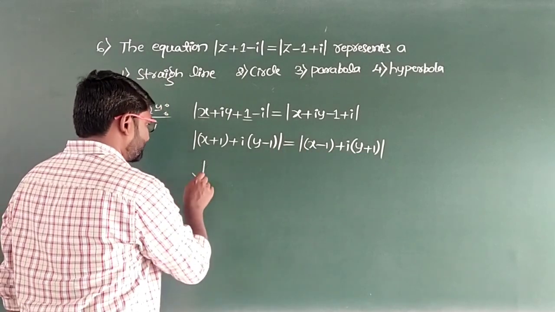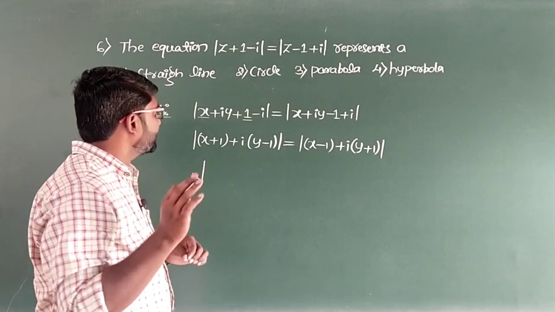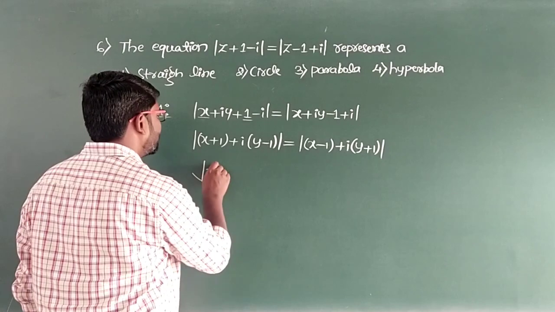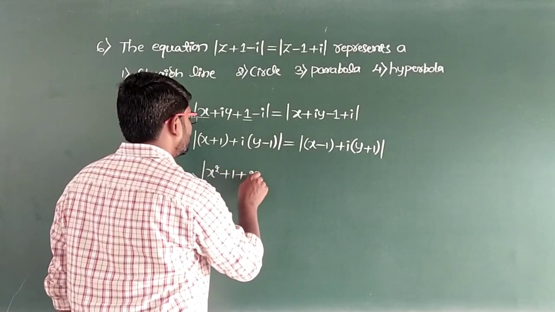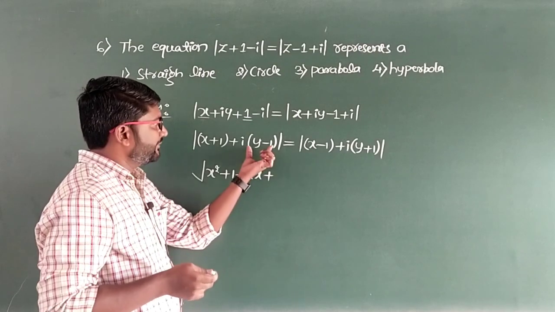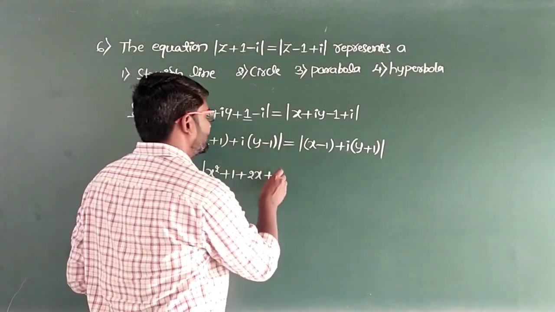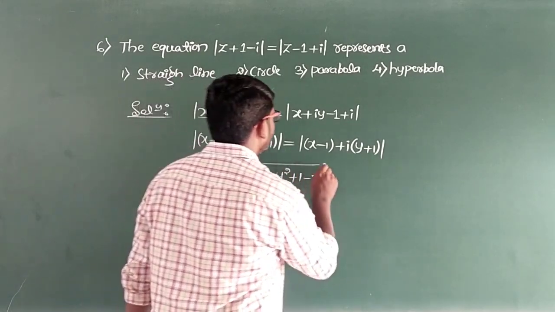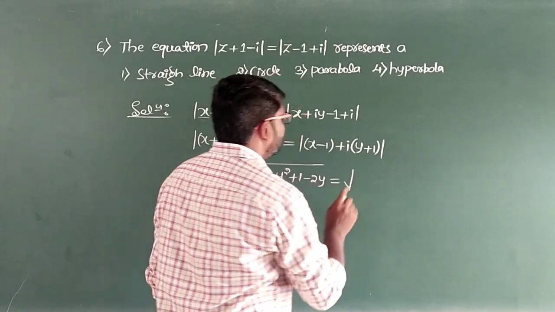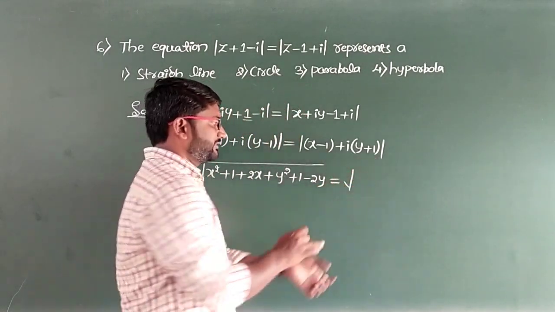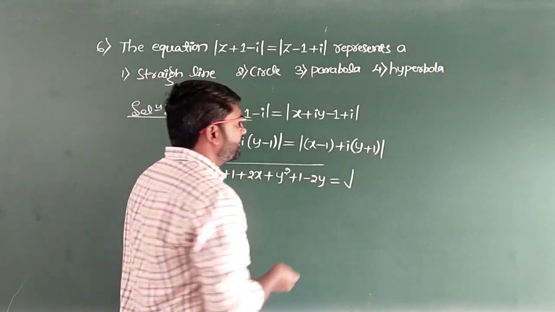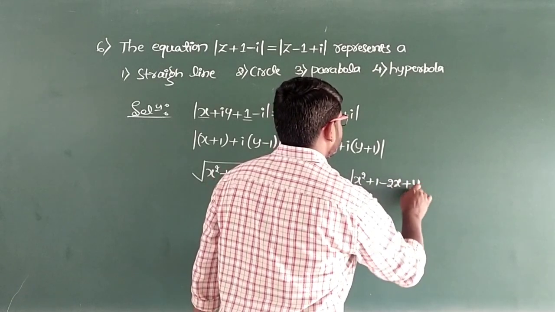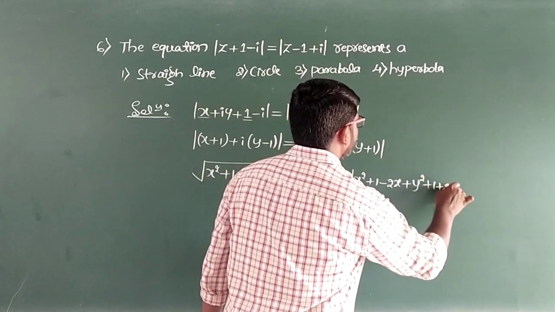So what was the formula? The modulus of a complex number is the square root of the square of the real part plus the square of the imaginary part. x plus 1 the whole square, so x square plus 1 plus 2x, plus, now it is y minus 1 here, so the square of this is y square plus 1 minus 2y, which is equal to the square root of, again taking the modulus of this particular complex number, the square of the real part plus the square of the imaginary part. So x square plus 1 minus 2x plus y square plus 1 plus 2y.